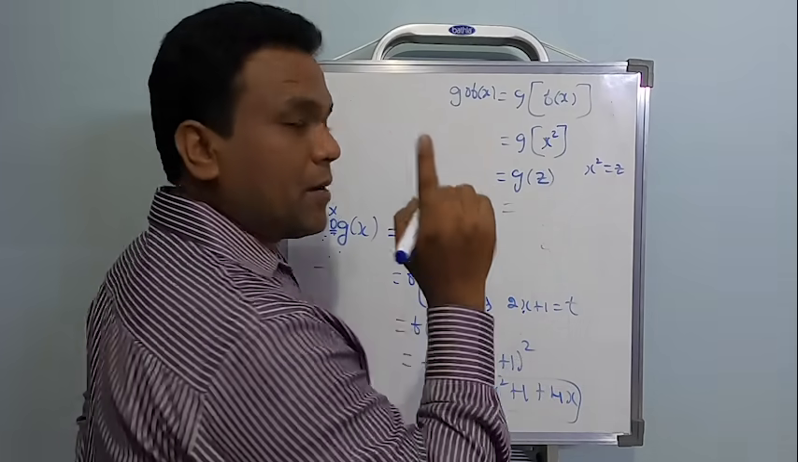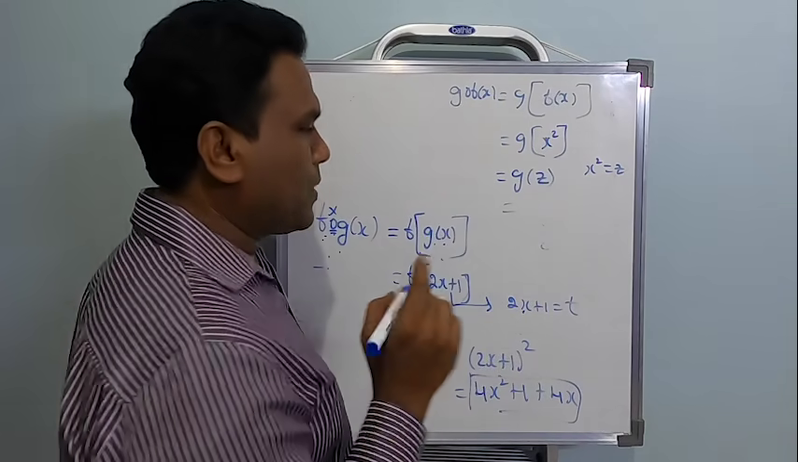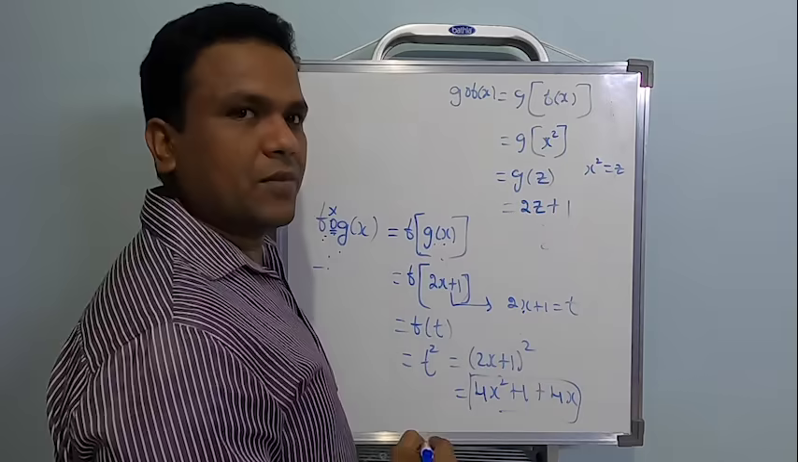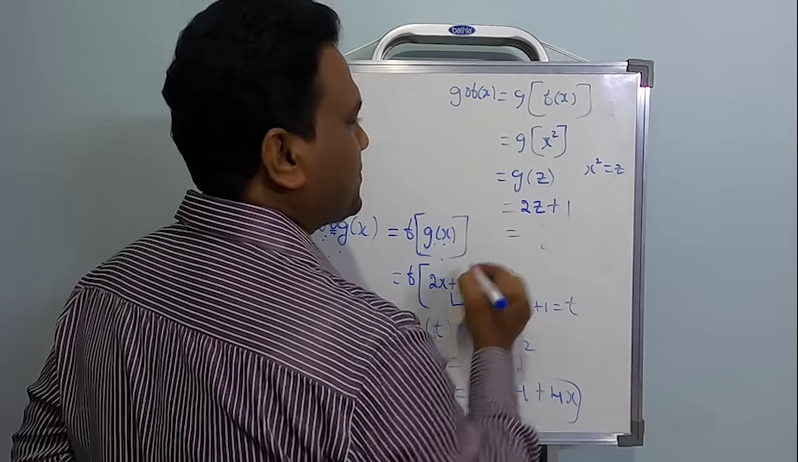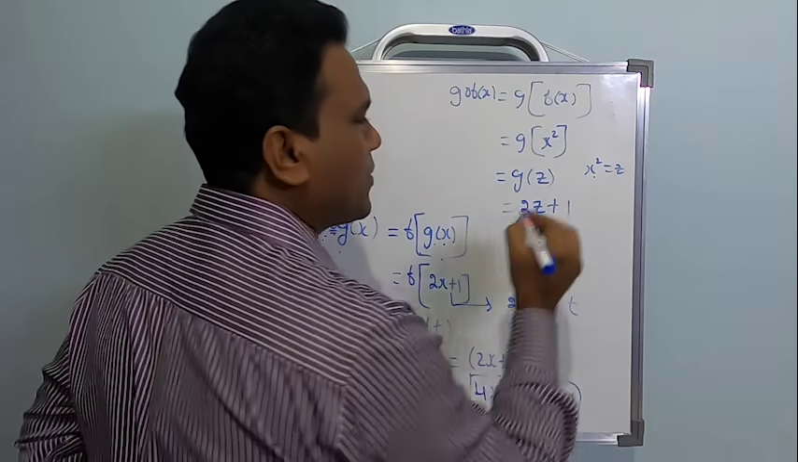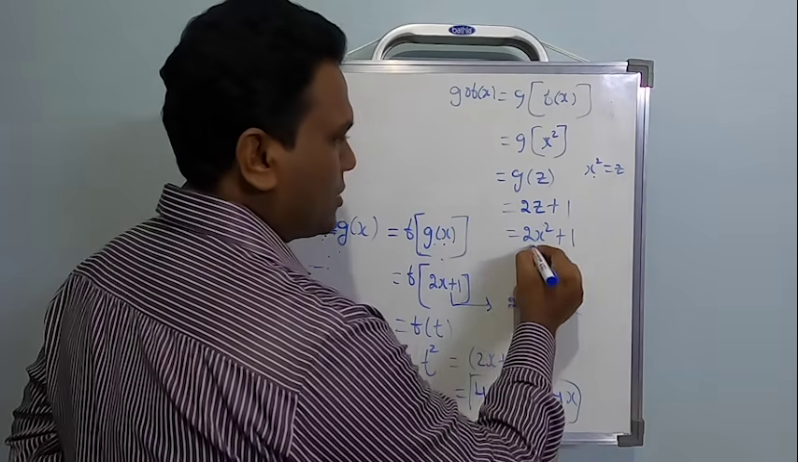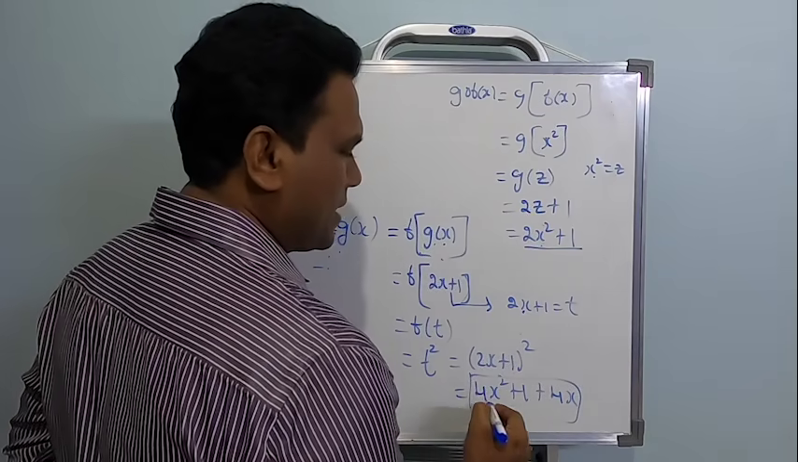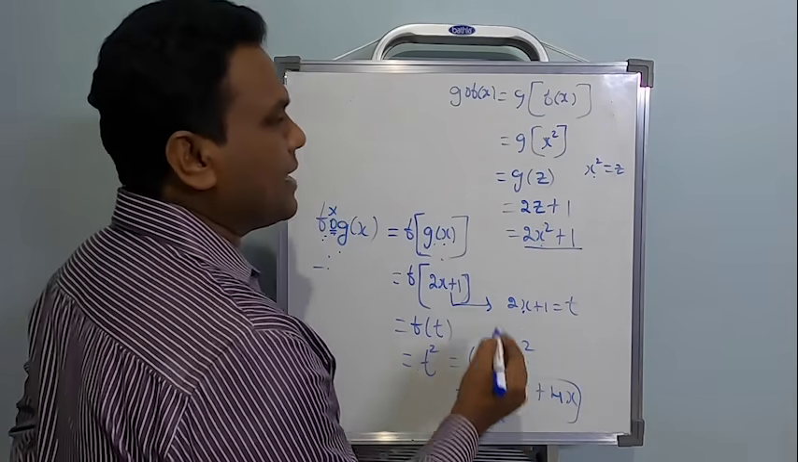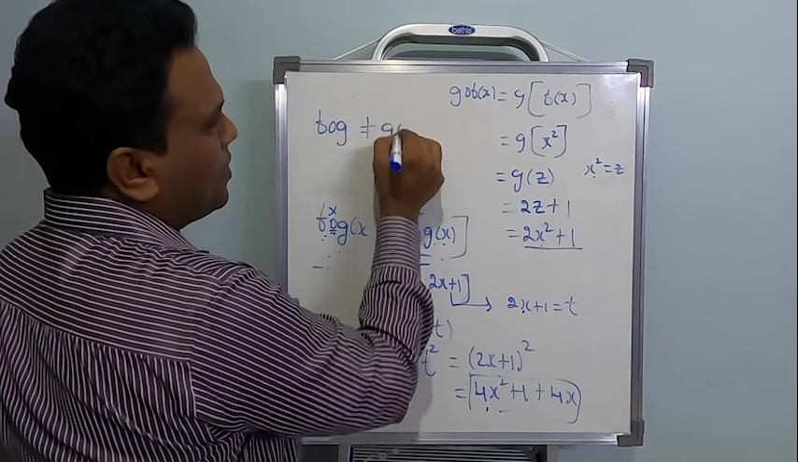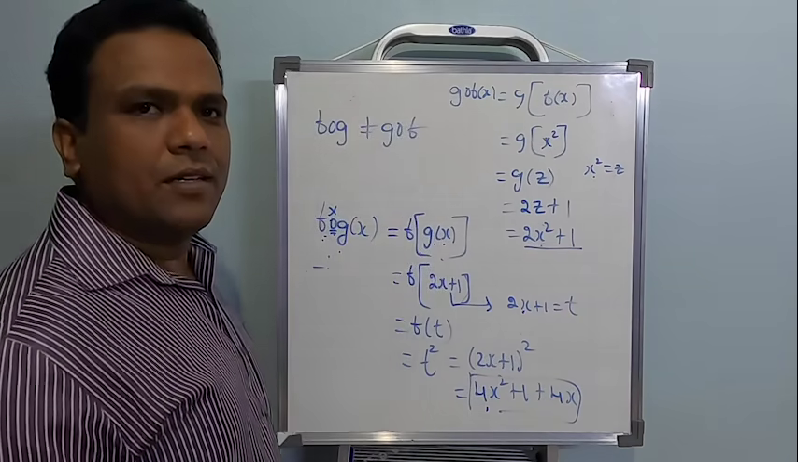It's easy. So remember, g of x was 2x plus 1. So g of z will be 2z plus 1. Correct, right? So what's happening here? The value of z will be x square. So 2x square plus 1. Just notice here, this is g of f of x, and this is f of g of x. So easily you can conclude that f of g is not equal to g of f.